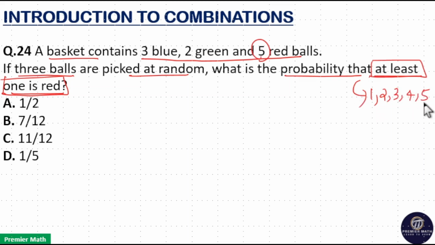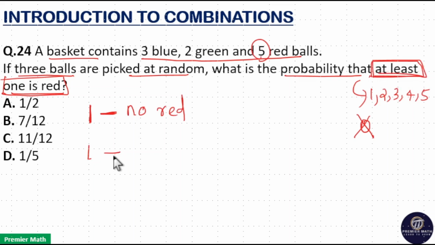So instead of calculating probability for all these 5 outcomes, just calculate the probability for no red. That is probability of getting 0 red, and subtract it from the total. Probability of total event is 1. Now subtract probability of getting no red. That is 1 minus probability of getting no red is your answer. That is, probability of getting at least 1 red means 1 minus probability of getting no red.